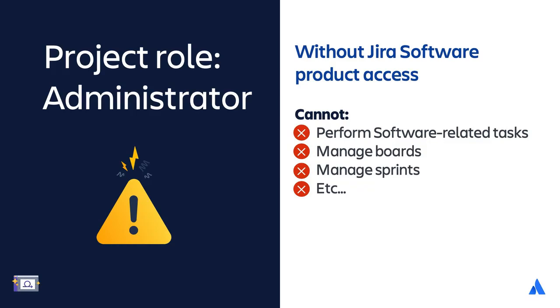Users with the project role of administrator who do not have Jira Software Product Access will be granted every permission that's listed under Manage, Work, and Collaborate, but not any permission that involves Jira Software functionality, such as the ability to manage project sprints.